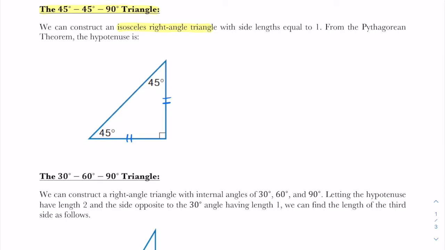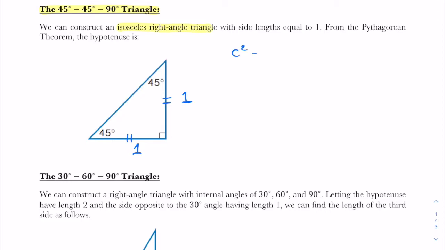You're welcome to label these two sides as whatever you'd like. Just to make things simple, I'm going to label them 1 and 1. It doesn't matter what you label them as long as they're the same. And now we can use this information to find the hypotenuse. To do this, we use the Pythagorean theorem.